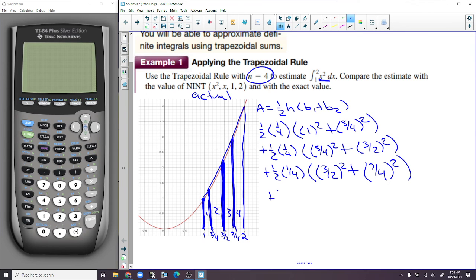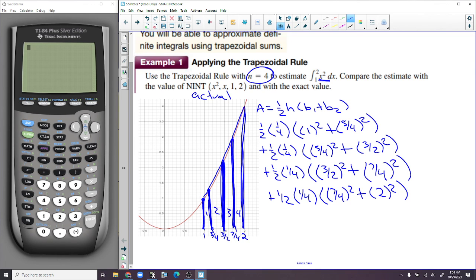All right, now here's the last one. It's still 1/2 part of the formula. 1/4 is the height. And we have 7 fourths squared, and then finally the 2 squared. That's where we end it. So this side's only used once.